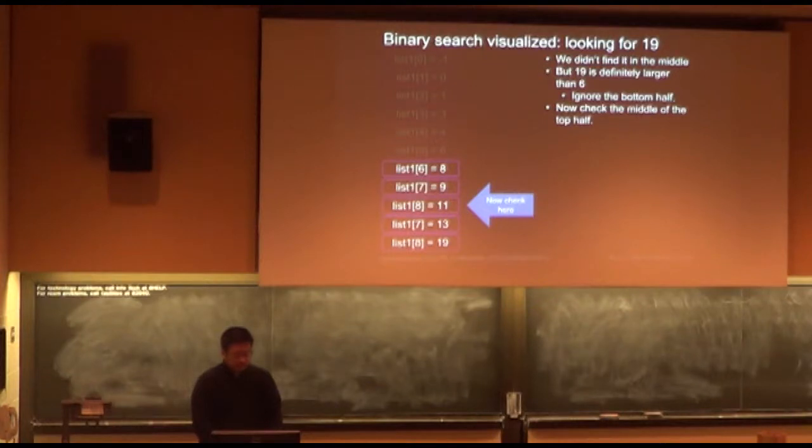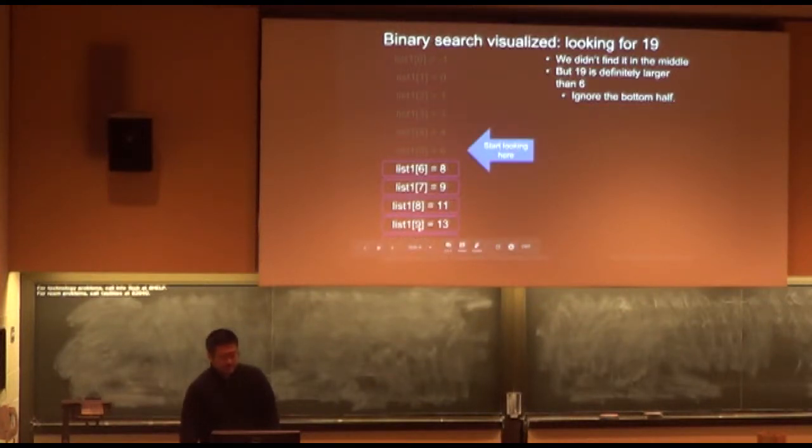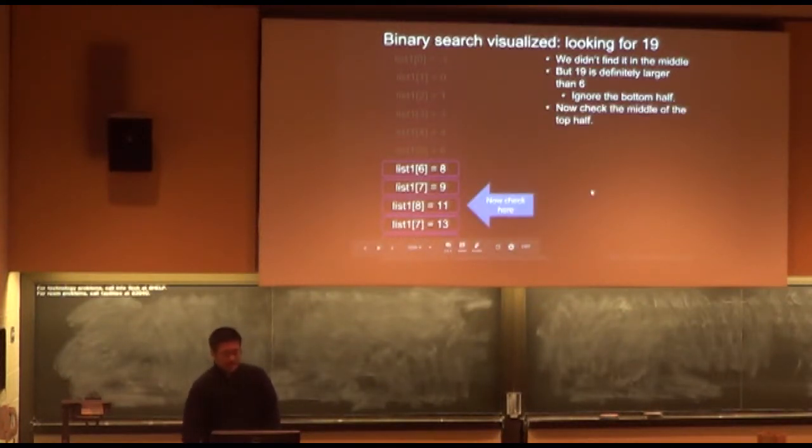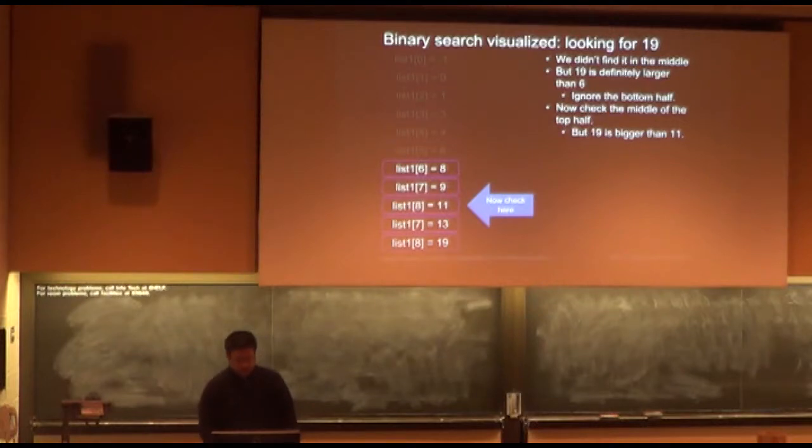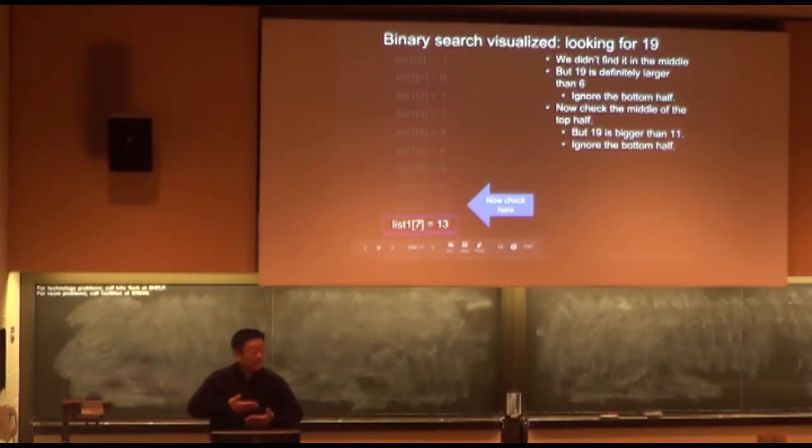When I check again, I'm sorry about these indices being wrong. When I check again, list 1 sub 8, the middle of the array, is not equal to 19. So we update the bottom of the array to the one member of the array that's above the middle member, and we have a new array.